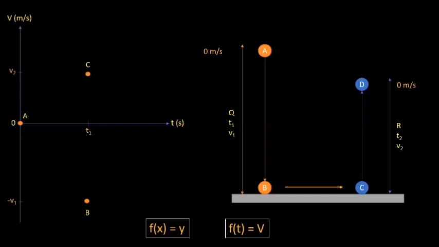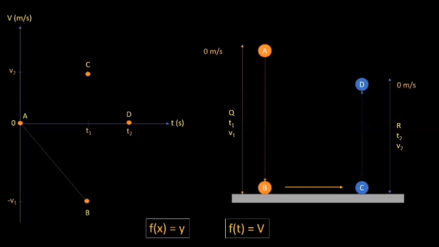The last point of interest is point D, and point D happens after t2 seconds. So just estimate a shorter line and mark t2, and at t2 point D has a velocity of 0 meters per second. So D comes on the x-axis. That's the completion of the first step. We have all the 4 points. Now we need to join them.